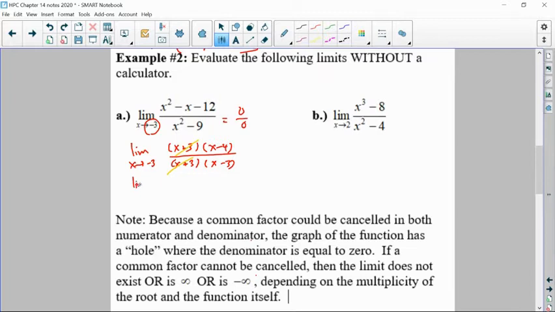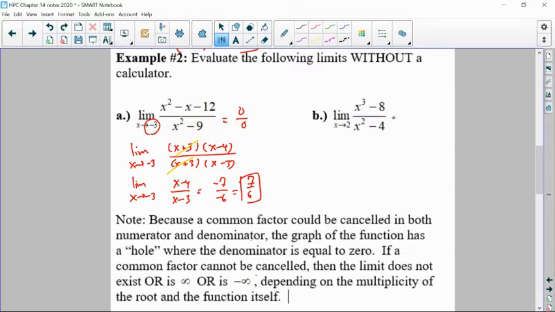And so then let's go ahead and rewrite that. So it's the limit as x approaches -3 of x minus 4 over x minus 3. Now I can put in -3, and I get a -7 in the numerator and a -6 in the denominator, or a value of 7/6. Okay. Part B as well. Feel free to stop the video and do it on your own.